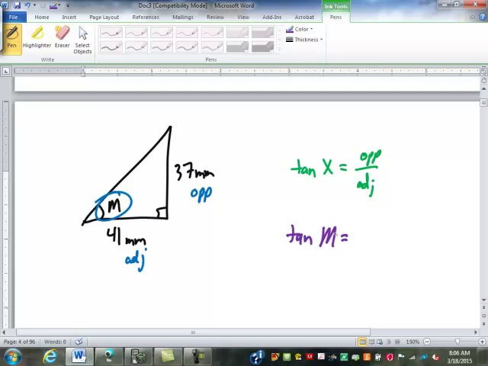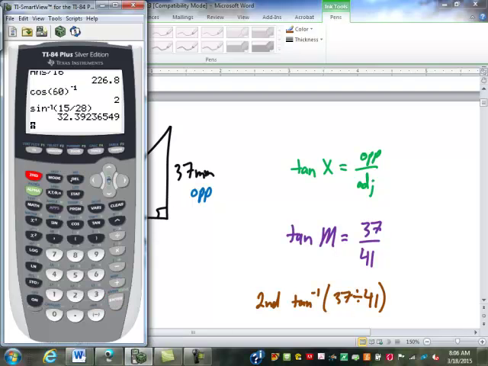Equals, do I know the opposite side? 37. There we go. Do I know the adjacent side? 41, that's better. So now how would I punch this in the calculator? Yeah, second or inverse tangent of 37. Perfect. So second tangent 37 divided by 41 equals 42.06, you get? Perfect.